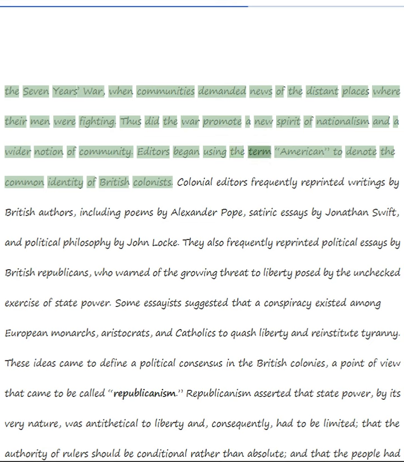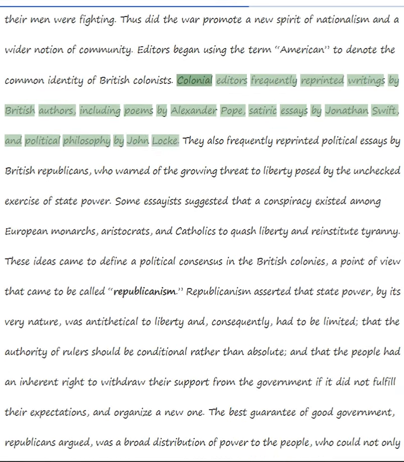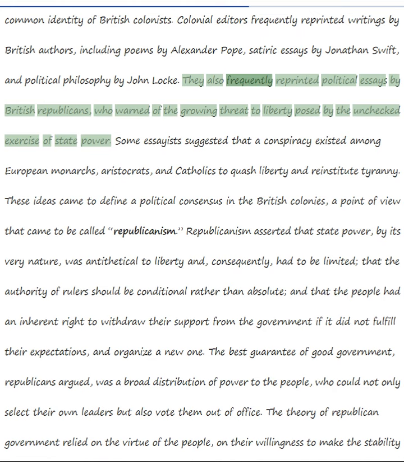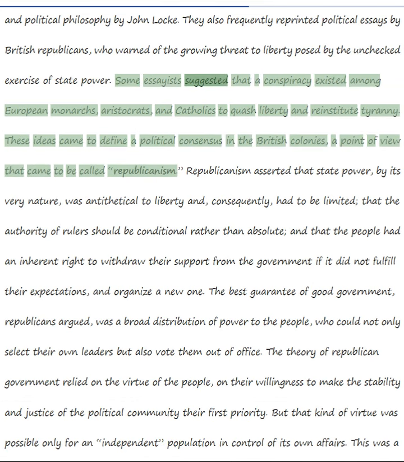Editors began using the term American to denote the common identity of British colonists. Colonial editors frequently reprinted writings by British authors, including poems by Alexander Pope, satiric essays by Jonathan Swift, and political philosophy by John Locke. They also frequently reprinted political essays by British Republicans, who warned of the growing threat to liberty posed by the unchecked exercise of state power. Some essayists suggested that a conspiracy existed among European monarchs, aristocrats, and Catholics to quash liberty and reinstitute tyranny.